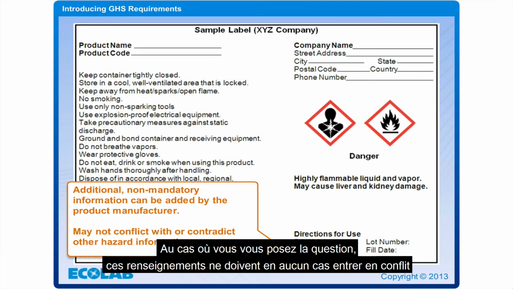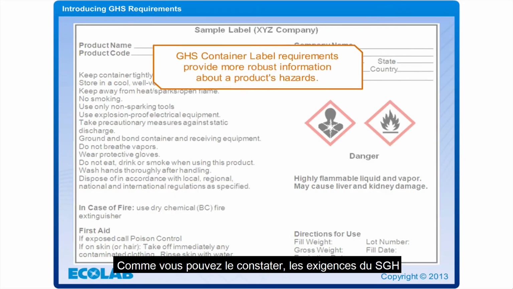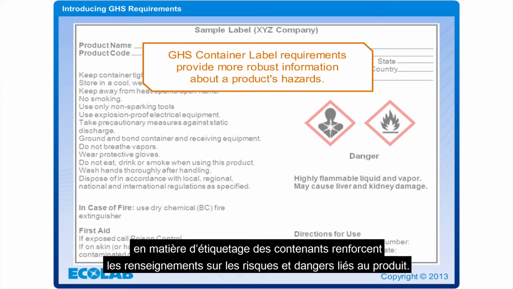In case you are wondering, this information may not conflict with or contradict other hazard information. As you can see, GHS container label requirements provide more robust information about a product's hazards.